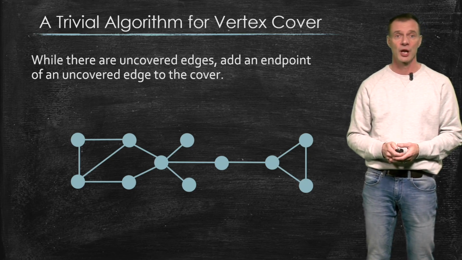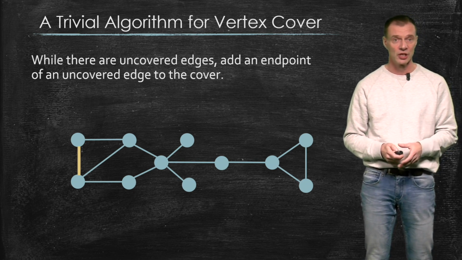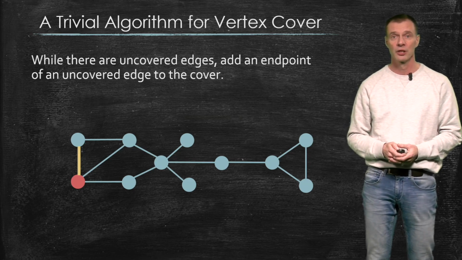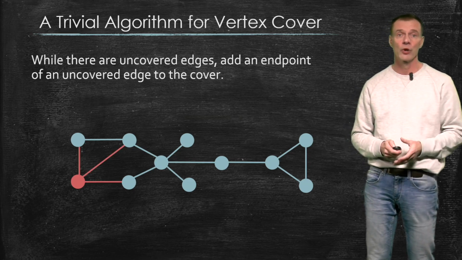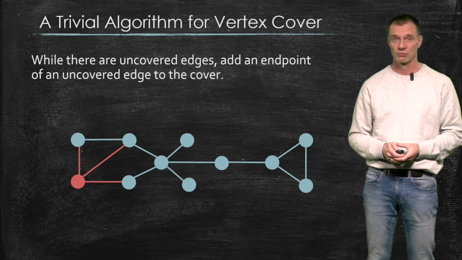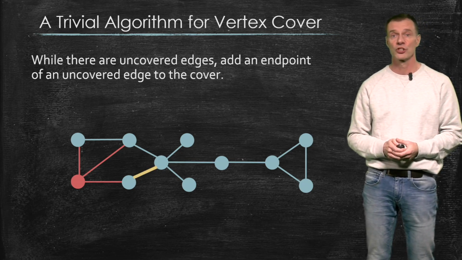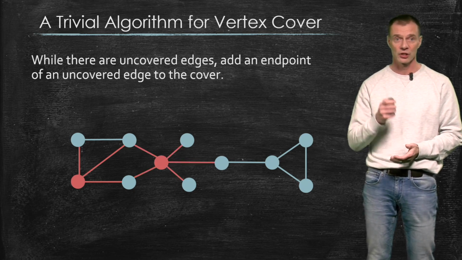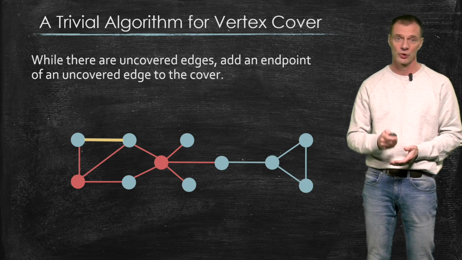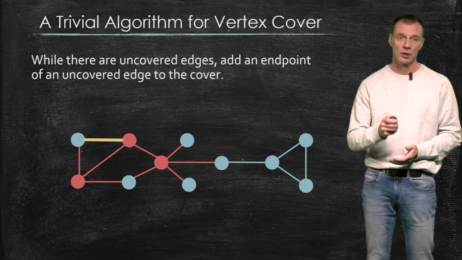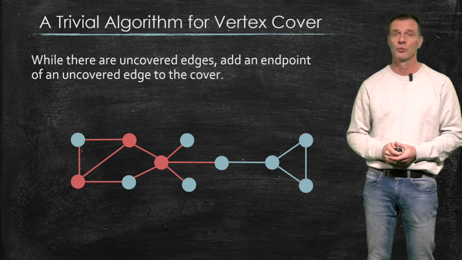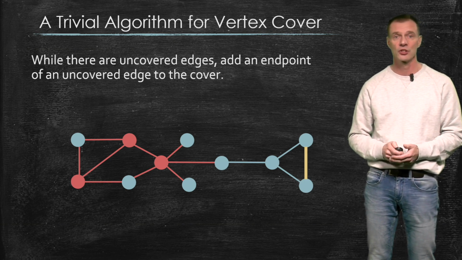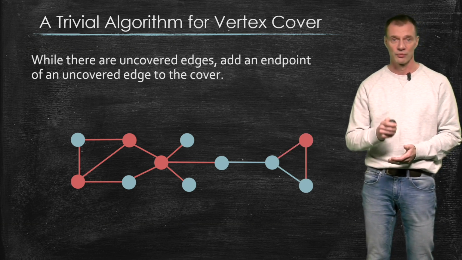So let's do an example. First we look at this edge, we see it's not covered, so we put one of the endpoints in the cover, let's say this one, and now using this node, we actually cover 3 edges. We take another edge which is not covered, we put one of its endpoints in the cover, and this one actually covers a lot of new edges. Again, look at one edge, put one vertex in the cover, and this covers this one. And we simply continue until we're done. Look at an edge, put something in the cover, and so on.